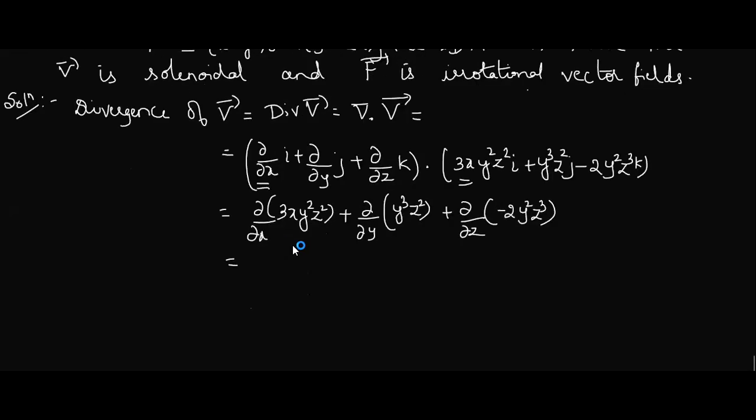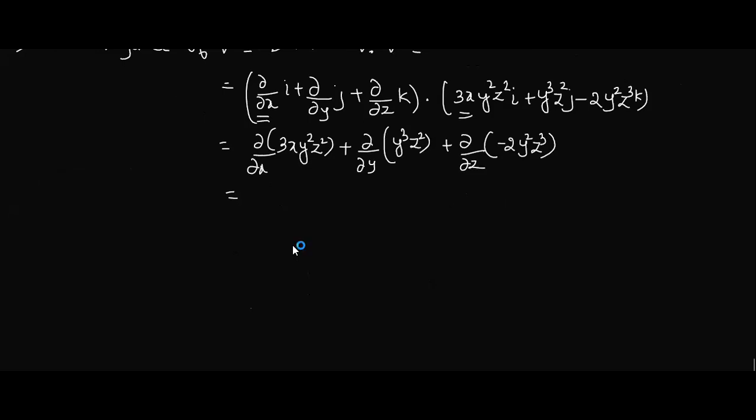If you have any doubt, you can ask. Hope it is clear. Now, what is the meaning? We have to differentiate this bracket with respect to x partially. So what is constant first? Other than x, everything is constant, so 3y square z square comes out. The derivative of x with respect to x is 1. Similarly, with respect to y, z square is constant. Derivative of y cube is 3y square.